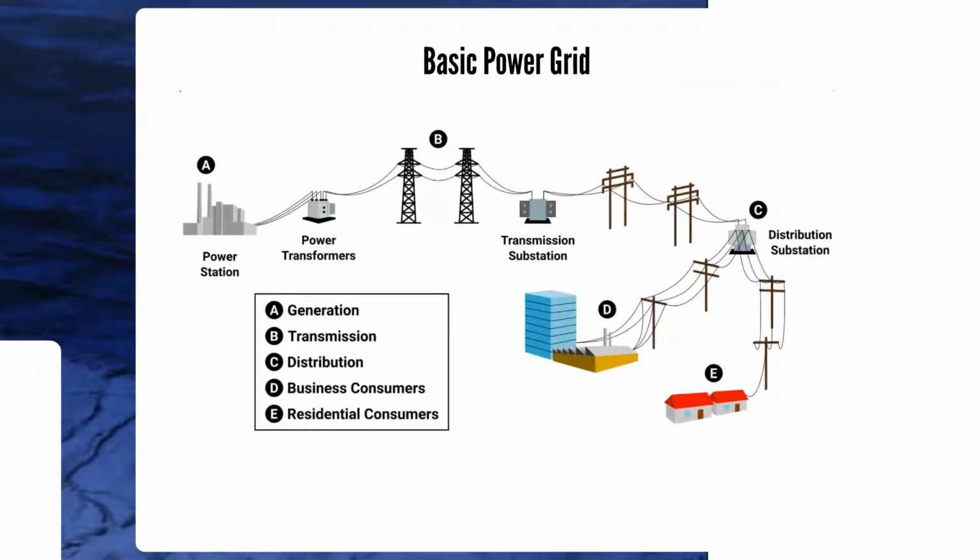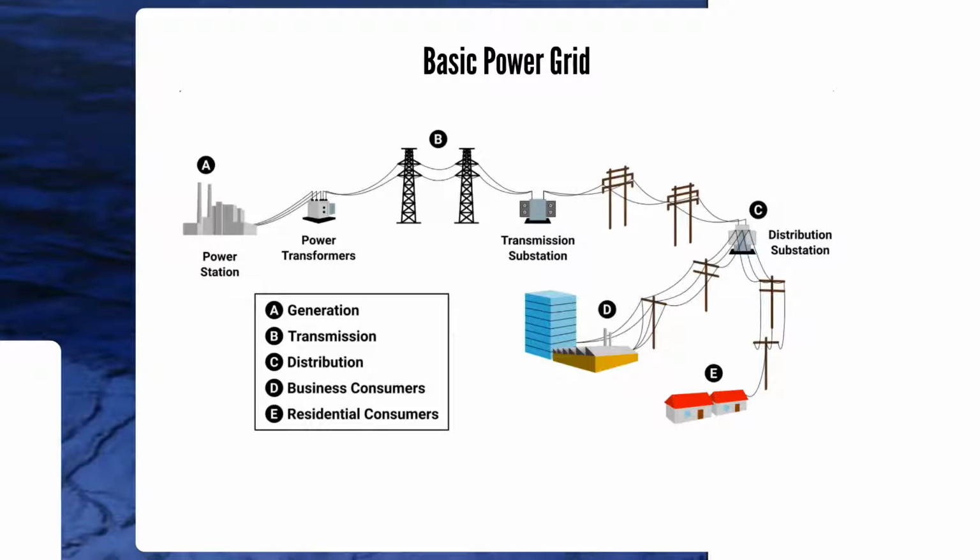Nadia Port here again. So let's continue by taking a look at a basic diagram of a power grid. Looking at the diagram, you will see that there is A, B, C, D, and E. A represents the generation part, B represents the transmission, C, distribution, D and E represent our end consumers. Generally, when we're talking about power grids, we split it into three main sections: generation, transmission, and distribution.